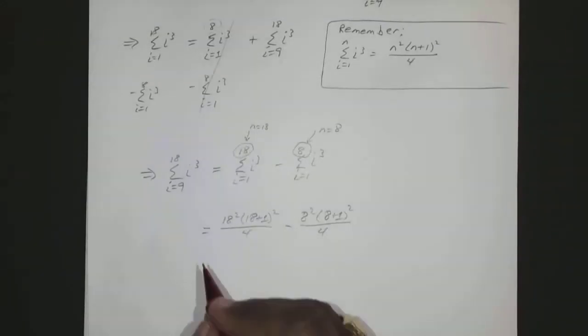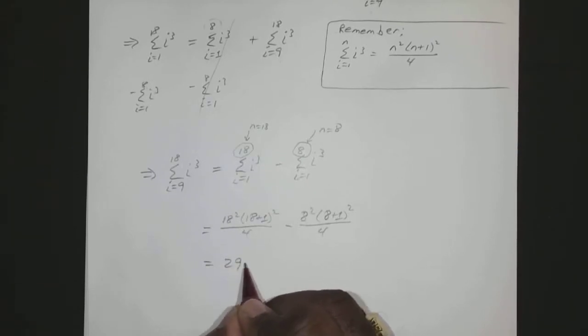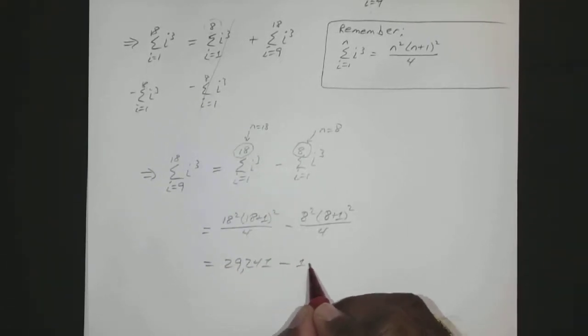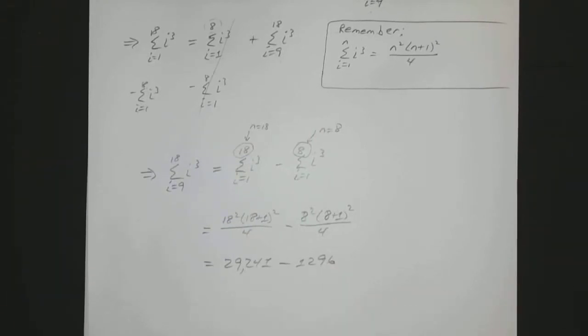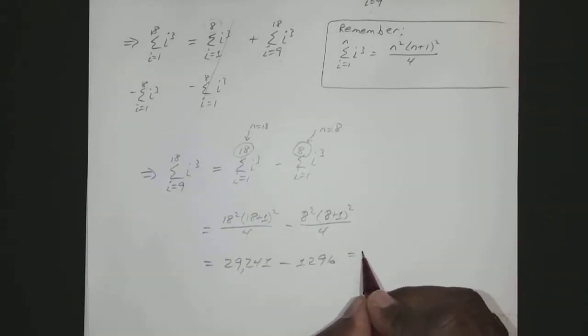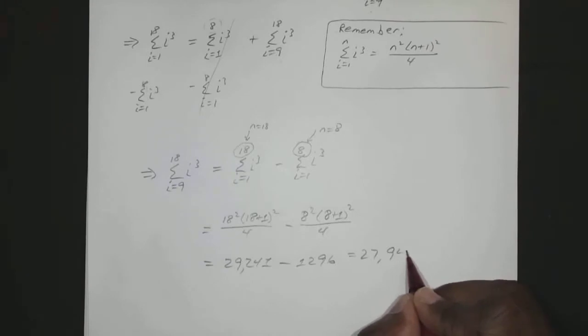Okay. And this actually gives us 29,241 minus 1,296, which ends up being 27,945.